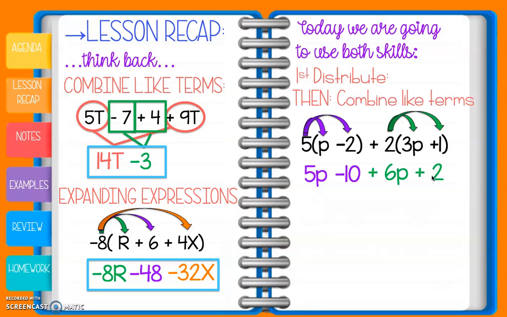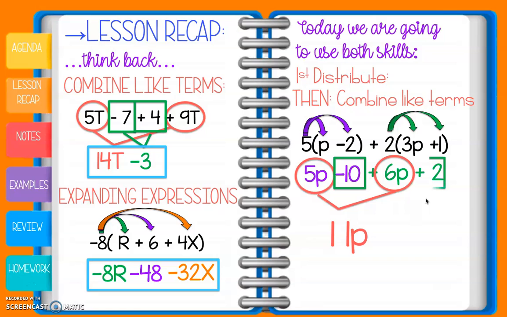Then what you're going to do is you're going to combine like terms. So for example, in this case, we're going to put circles around all of our variables, which is a p. So we're going to circle our 5p and our plus 6p. When we combine those, we get 11p. Okay. Now we're going to put squares around all of our constants. So I'm going to put a square around a negative 10. I'm going to put a square around my plus 2. When I combine those, I get a negative 8.